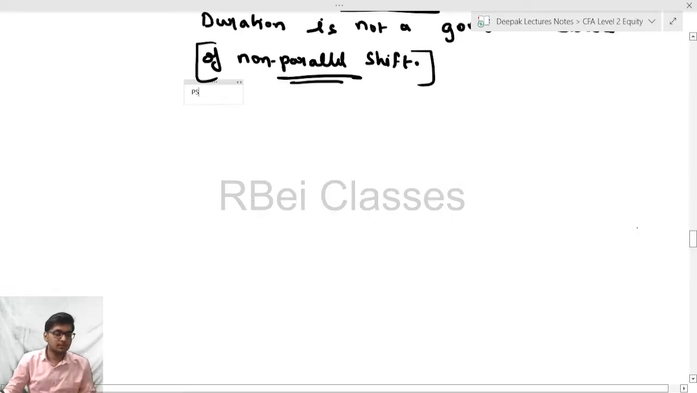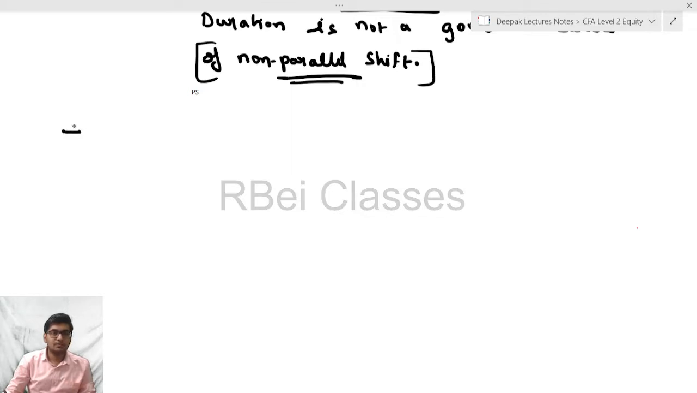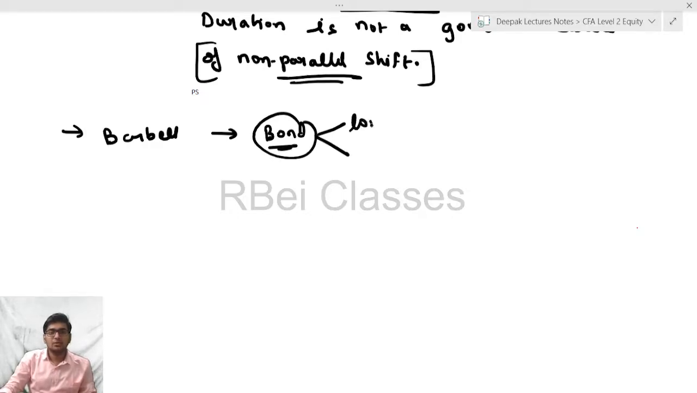Now write down next point. A barbell strategy is typically used when an investment manager uses bonds with short term and long term maturity. It means I am an investment manager and I am purchasing or selling both long term as well as short term bonds. Clear? My focus is on both short term as well as on the long term. Then I'll use the barbell strategy.